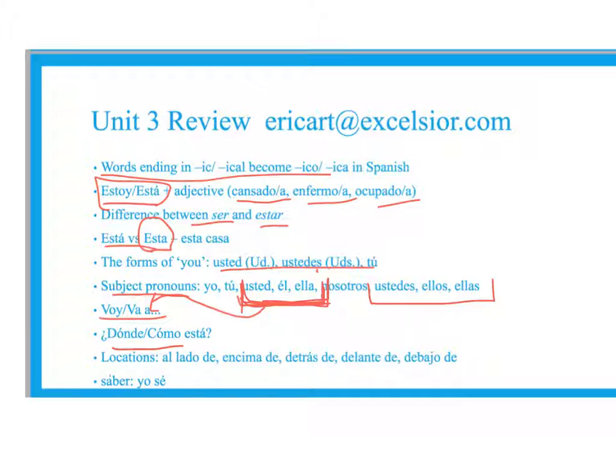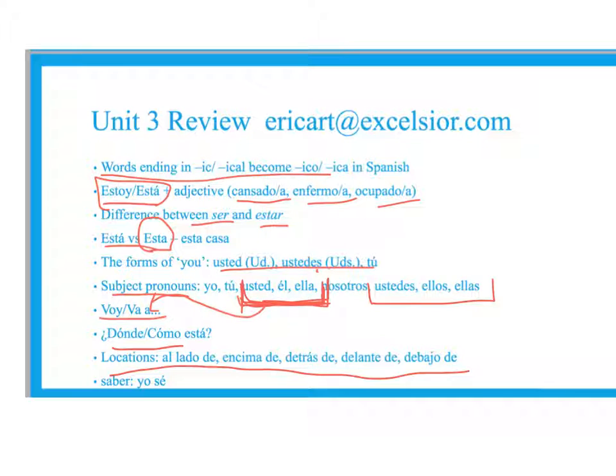Here are some locations, talking about dónde, right? So that has to do with location. ¿Dónde está? And you had in your work for this unit, you had to talk about where things were located. Al lado means next to. Al lado, think of words like lateral, meaning by the side. Okay, by the side. Al lado. Encima is on top of something. Encima de la mesa, encima del escritorio. That's just right on top, on the surface of something.